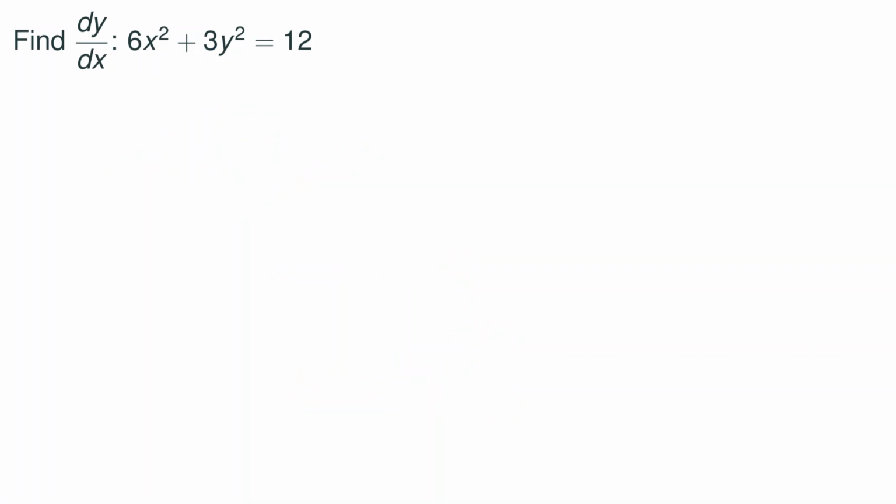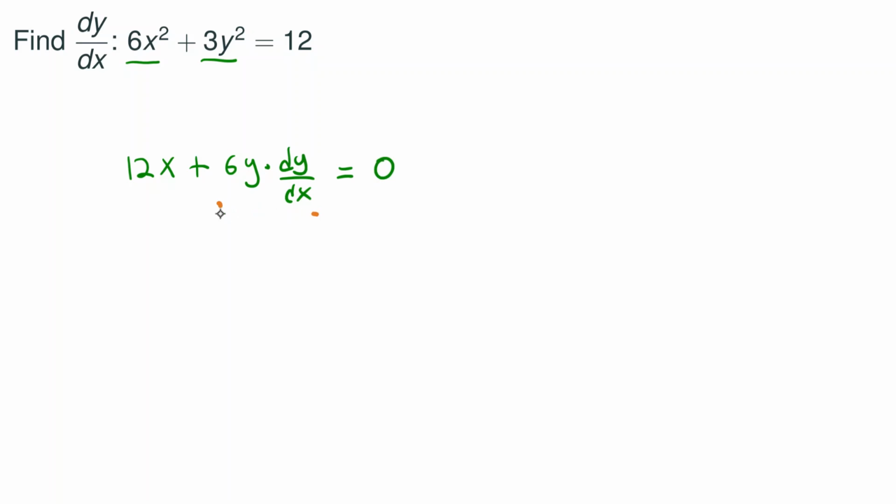Find dy/dx of the equation 6x squared plus 3y squared equals 12. So using implicit differentiation, we're going to take the derivative of these and solve for dy/dx in the end. Here, just the simple power rule: the derivative of 6x squared is 12x, plus, for this one we have to use the chain rule. So first 2 times 3 gives us 6y, multiplied by dy/dx by the chain rule, equals the derivative of 12, which is 0.